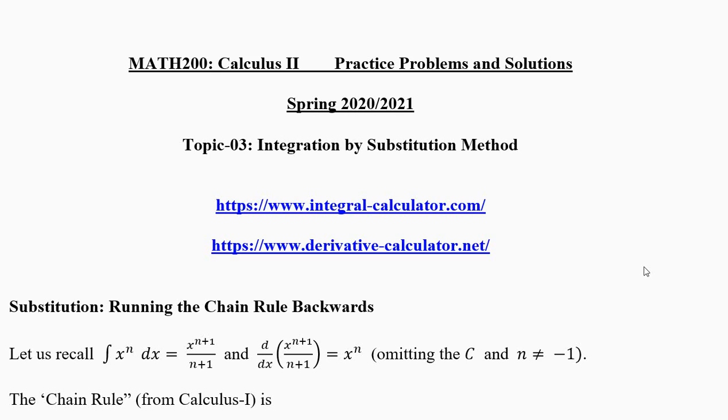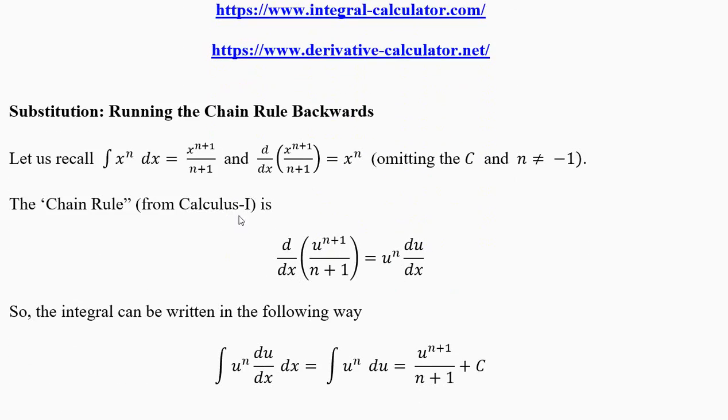Now, the first technique in this process is running the chain rule backwards. Now let's recall that integration of x power n is x power n plus 1 divided by n plus 1. Or we can say derivative of x power n plus 1 over n plus 1 is x power n. I am omitting the c and it is understood that n is not equal to minus 1 in this example. Now the chain rule from calculus 1 is d by dx. The derivative of u power n plus 1 over n plus 1 is u power n into du by dx. See, when you differentiate a function u with respect to x, you will get an extra piece called du by dx.